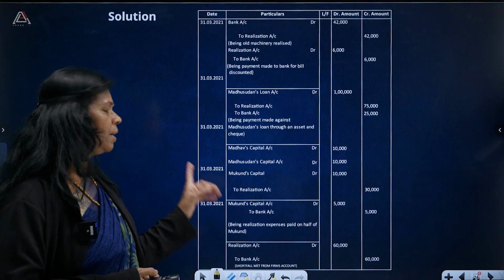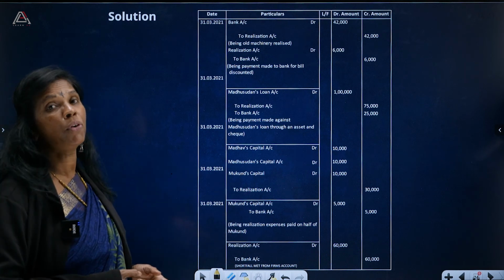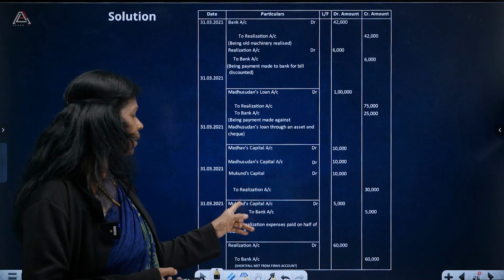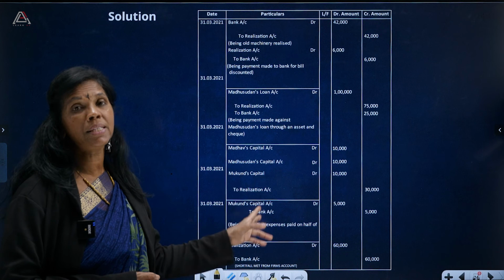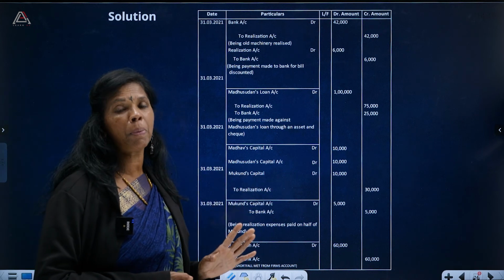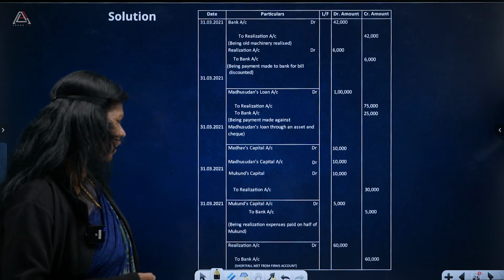Have you understood? When a realization expense is paid by the firm on behalf of a particular partner, that particular partner's capital account to bank account. So in this case, on behalf of Mugan, the firm paid the realization expense. So the entry will be Mugan's capital account to bank account.